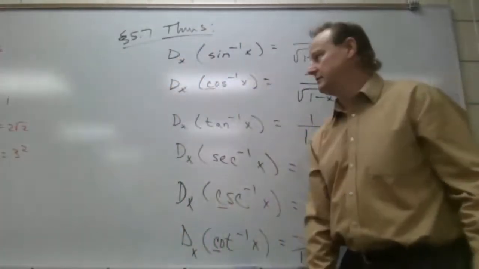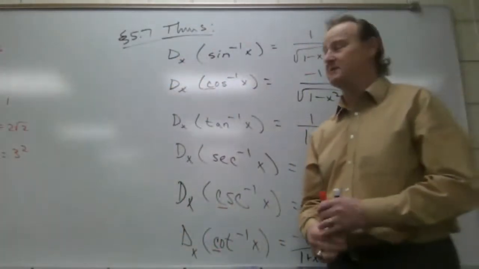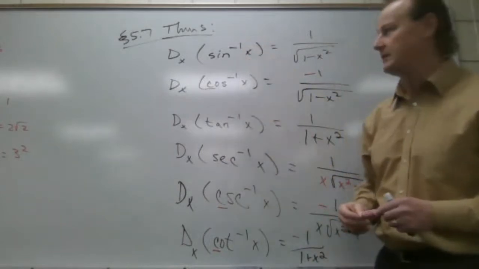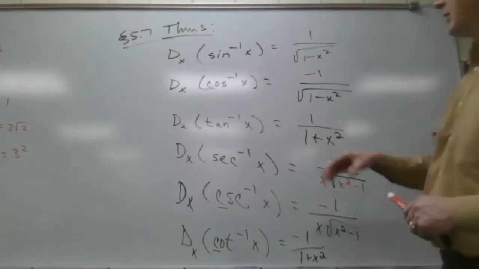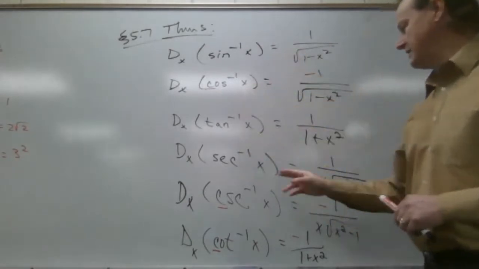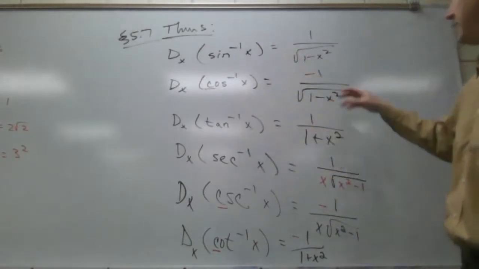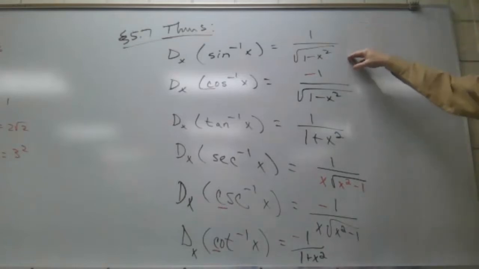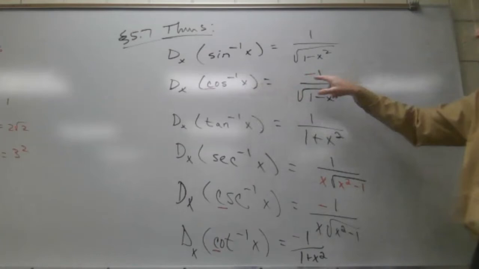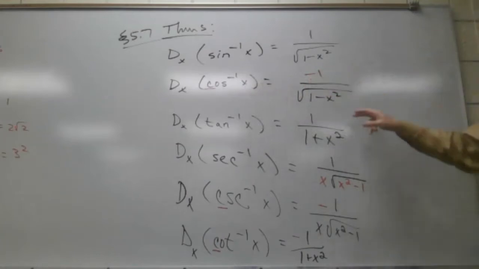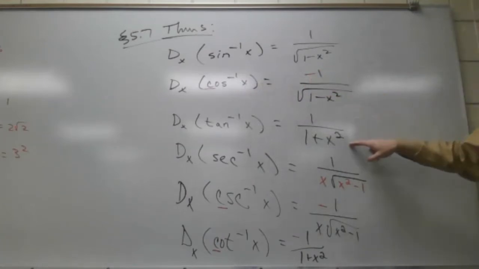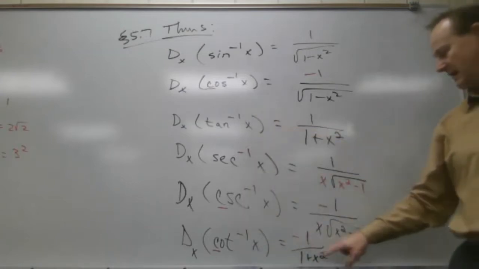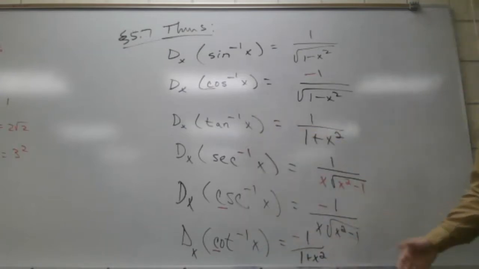All right, so let's continue our discussion on section 5.7. So we have these theorems for the derivative of inverse sine or arc sine, arc cosine, arc tangent, arc secant, arc cosecant, arc cotangent. And notice that the derivative of arc sine is 1 over square root of 1 minus x squared. The derivative of arc cosine looks exactly the same with a minus sign. Derivative of arc tangent, 1 over 1 plus x squared. Derivative of arc cotangent, the co has a minus sign, so it's minus 1 over 1 plus x squared.